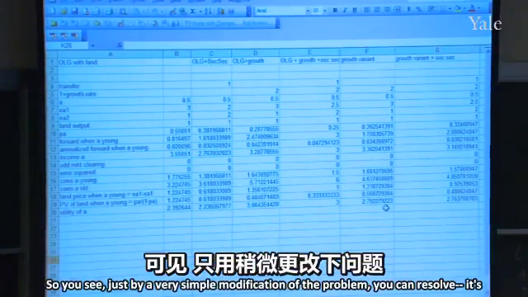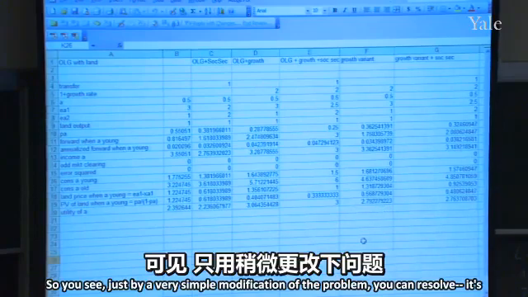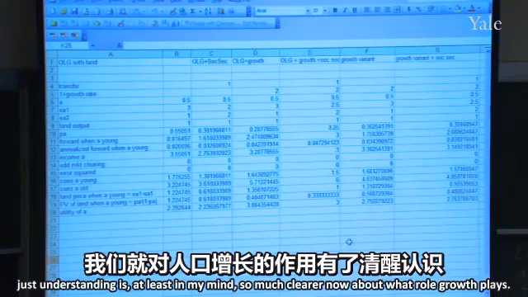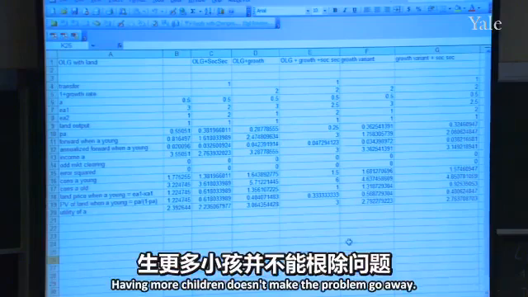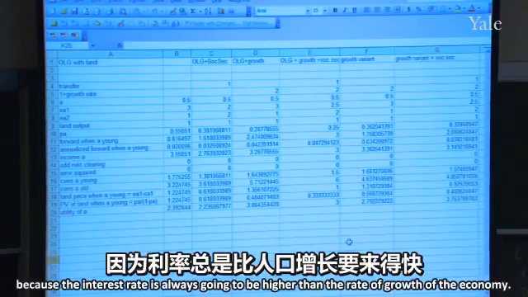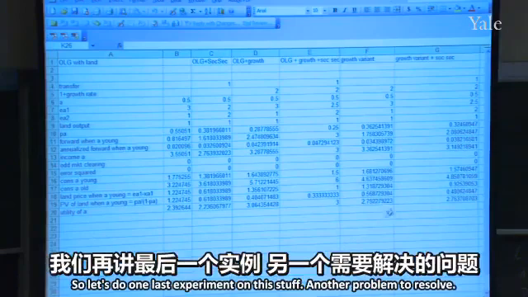Okay, so that's it. So you see, just by a very simple modification of the problem, the understanding is so much clearer now, at least in my mind, about what role growth plays. Having more children doesn't make the problem go away. It makes it better, but you can never make it go away because the interest rate is always going to be higher than the rate of growth of the economy. Okay? So let's do one last experiment on this stuff.